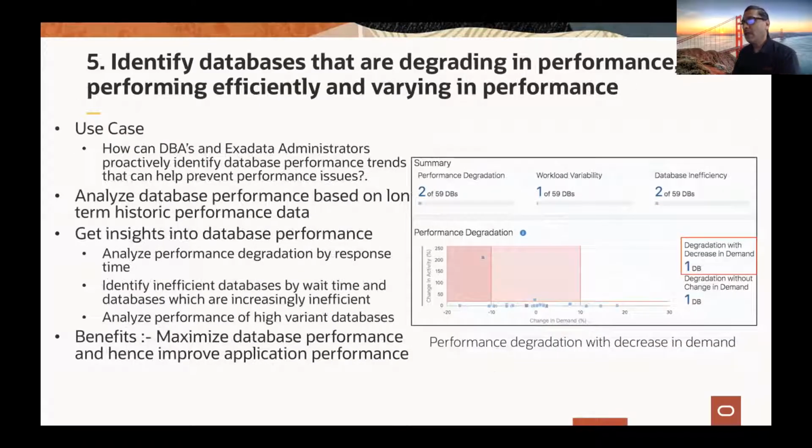The fifth one, I was touching base on the performance earlier. So you should keep an eye in an automated way across your fleet of databases, which ones are performing good, which ones are degrading, which ones are not performing efficiently, where there is more opportunity of improving performance. You may be getting an acceptable performance, but that does not mean you cannot get more out of it. And also workloads which are varying in performance.